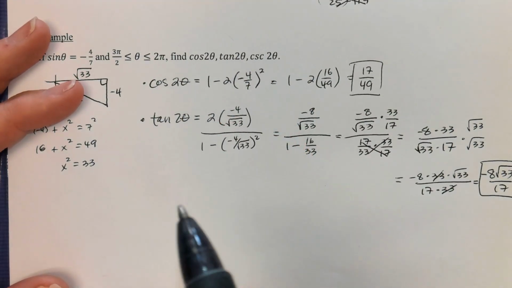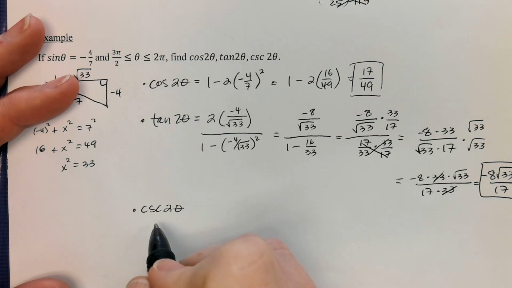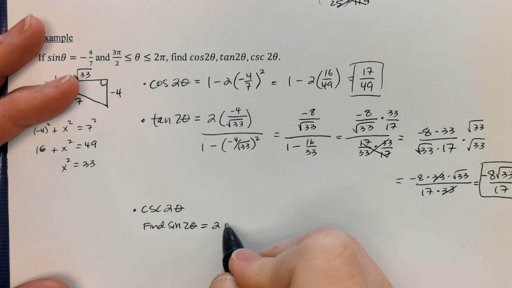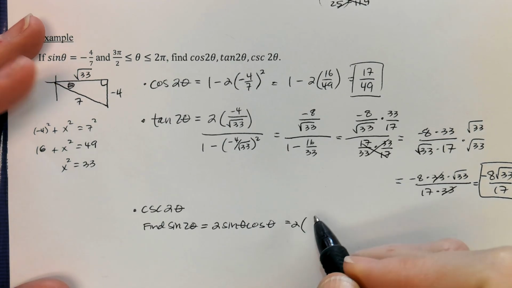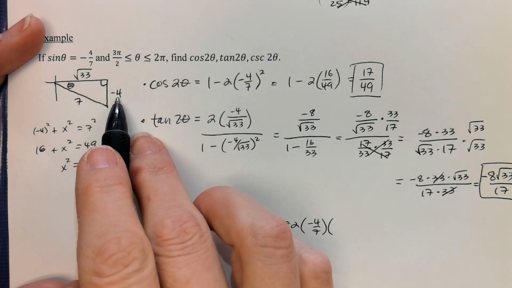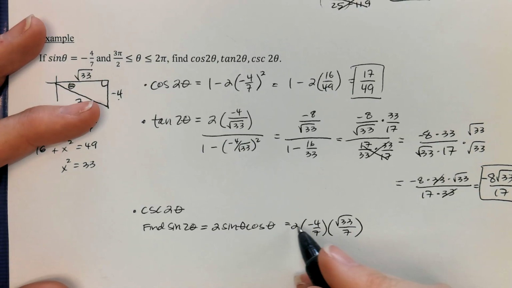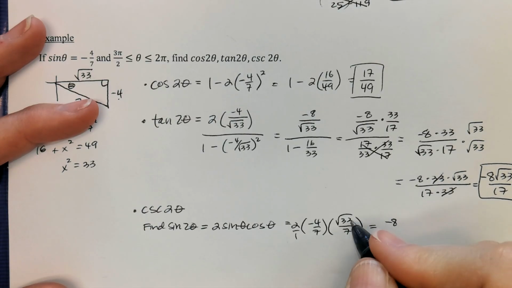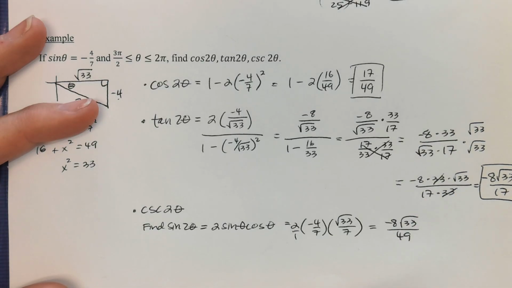The last one I've got is cosecant. Well, I don't have a formula for cosecant, but all I'd have to do is find sine and then flip it. So I'm going to find sine of 2 theta first. And that formula is 2 sine theta cosine theta. So 2 times the sine value. They gave me that in the problem, so negative 4/7. The cosine is square root of 33 over 7. So I'm just going to multiply straight across. So 2 times 4 gives me negative 8, and then square root of 33 over 49.